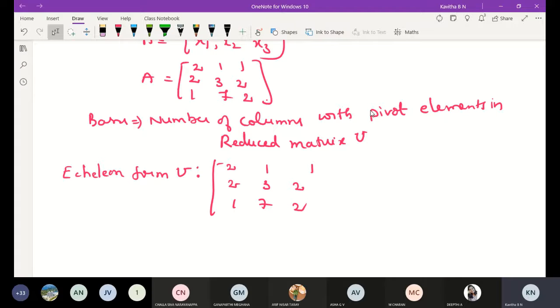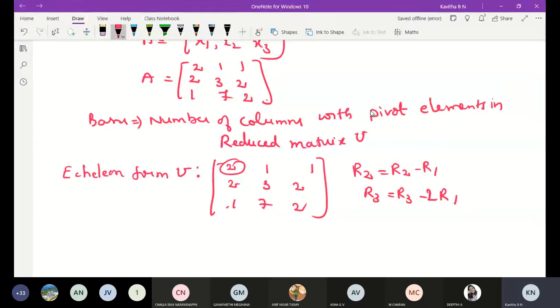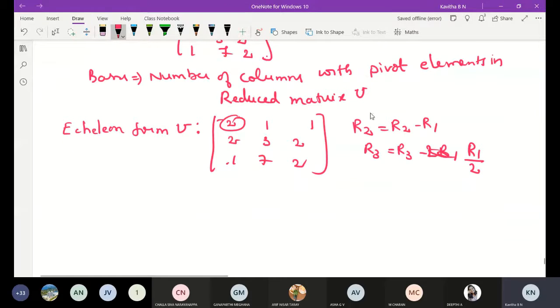Do the operation using this element, this one and this one become 0. The given matrix we have to convert into U, an upper triangular matrix. Operation is R2 is equal to R2 minus R1 and R3 is equal to R3 minus 1 by 2 R1. The next 2 1 1, first column I write as it is.